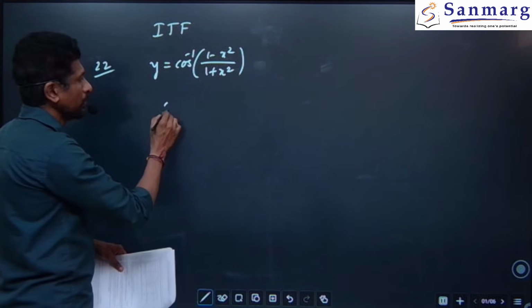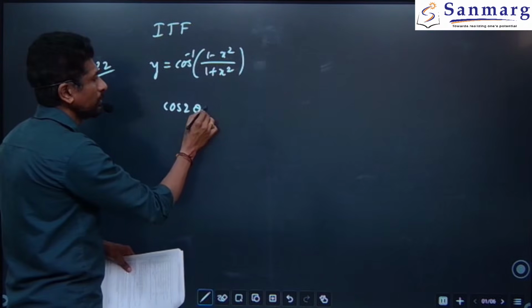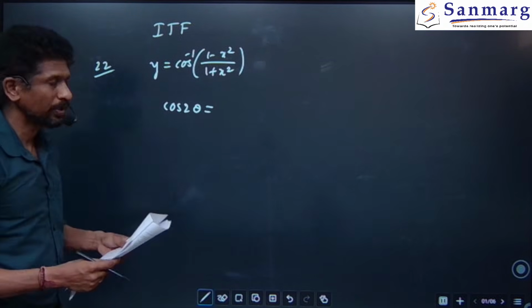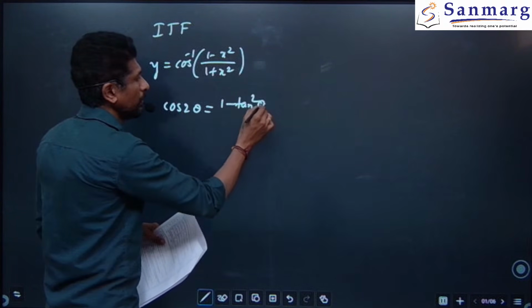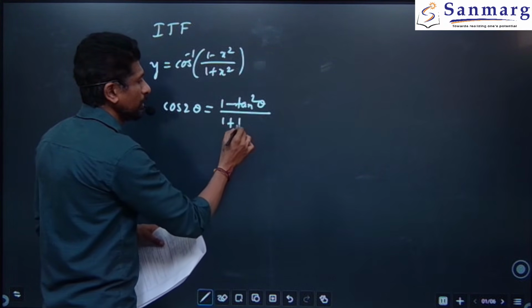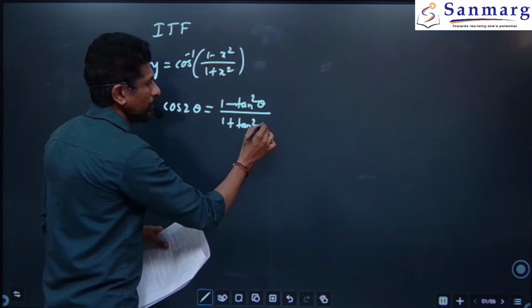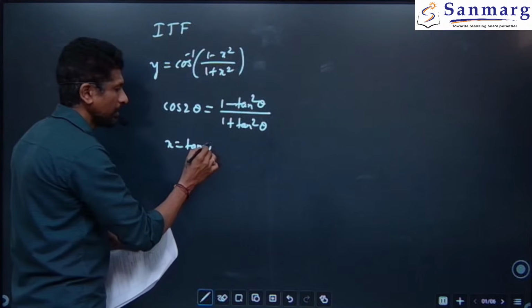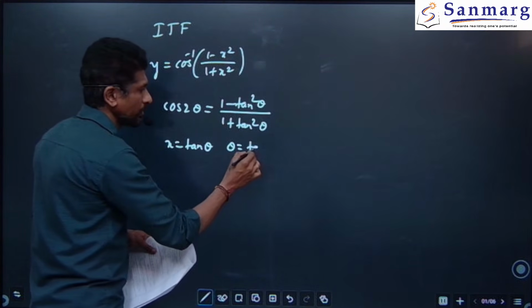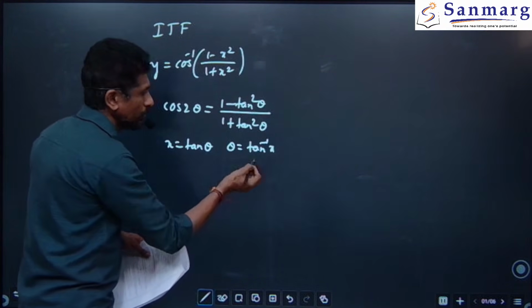cos 2 theta. So cos 2 theta is having 4 formulas. In that, the last one is 1 minus tan square theta divided by 1 plus tan square theta here. So means you have to consider x as tan theta now. If x becomes tan theta, theta becomes tan inverse of x. So now you have to substitute here.